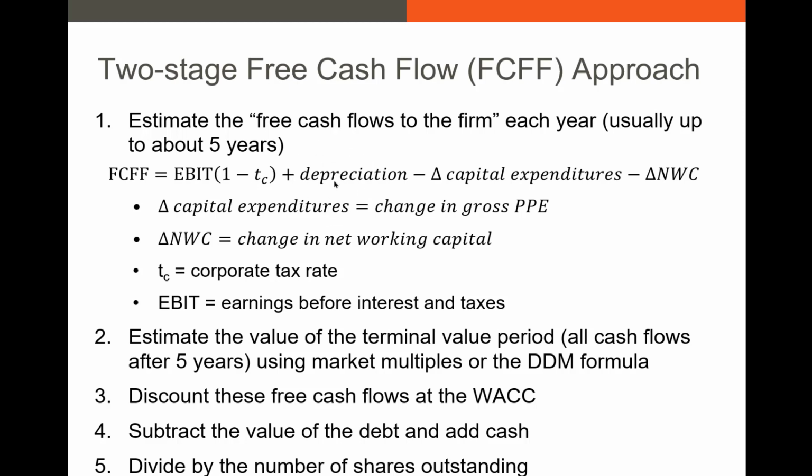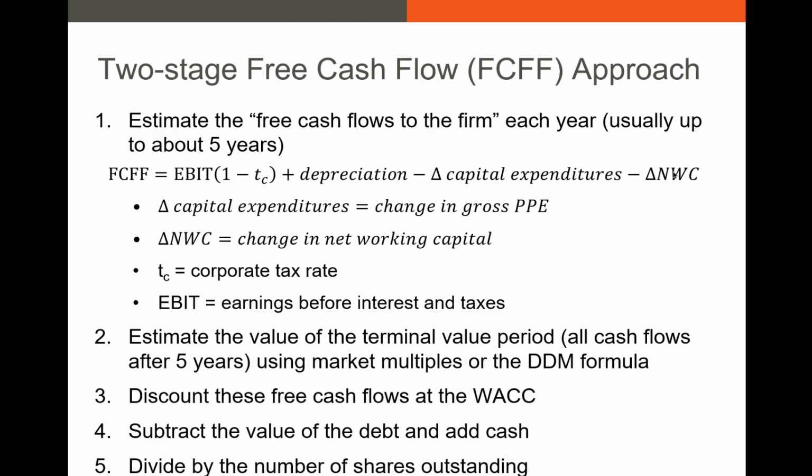We add in depreciation because depreciation is a non-cash expense, and so it's already been taken out, and we need to add that back in because no cash changed hands. We'll subtract out any expenditure we made for capital. So if we bought a car or a new building or something like that, that takes cash out of our hands. And then ultimately we'll subtract out the change in net working capital.